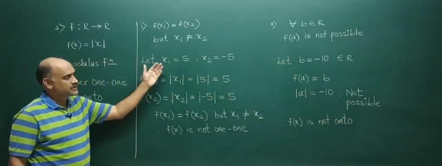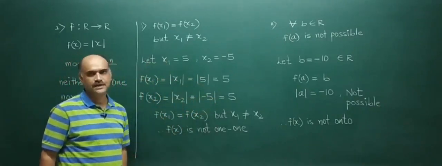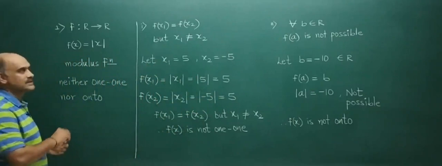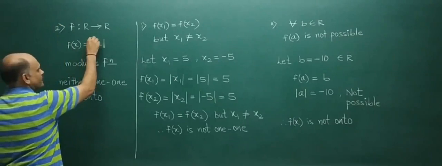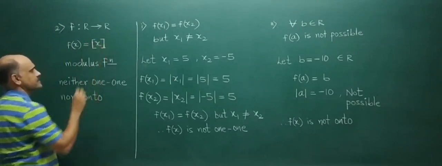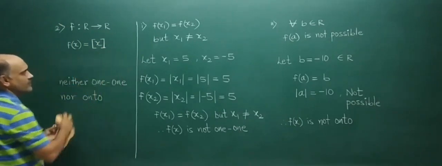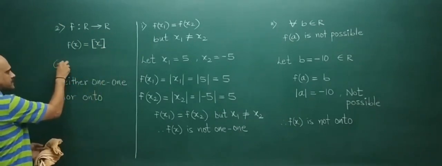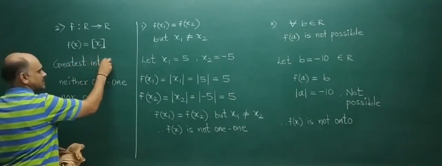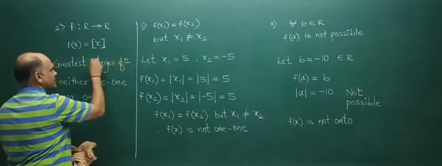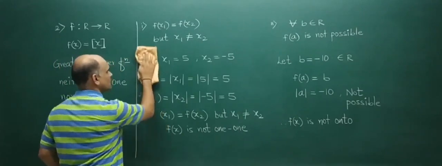Clear students? So here you are required to take examples or numbers and show that it is untrue. Similarly, second, I will take, same from real to real, f of x is the greatest integer function. You are required to show that it is also neither one-one nor onto.